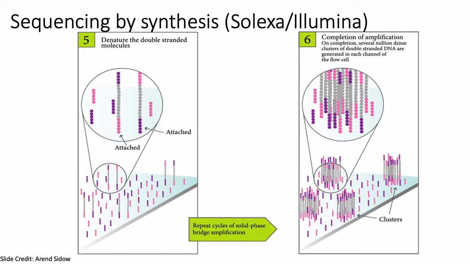And so at the end of the day, the diagram on the left shows you that without bridge amplification, your lawn has many P5 or P7 adapters fixed on the surface of the flow cell, and your genomic fragments are sparsely bound across the surface of this flow cell. But after bridge amplification, you end up with a whole bunch of copies of the same fragment in spots across the flow cell.